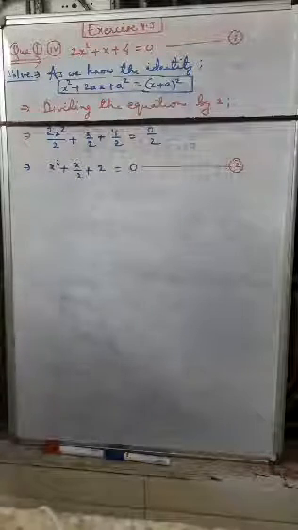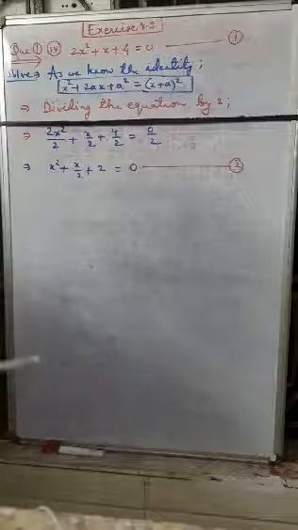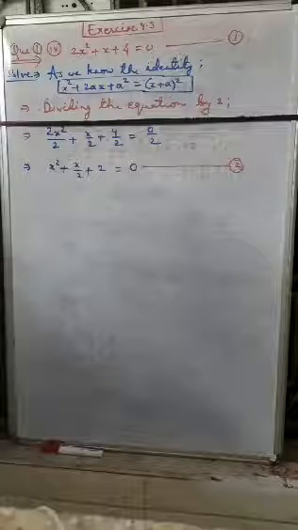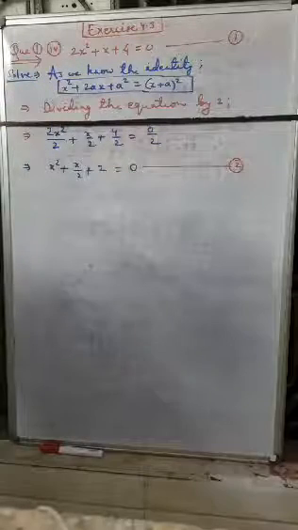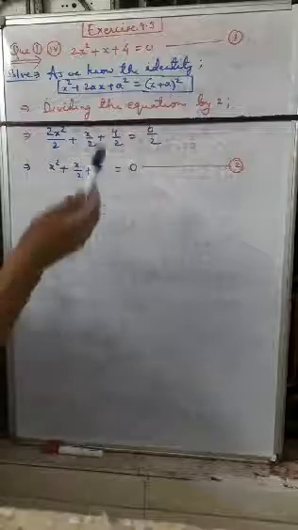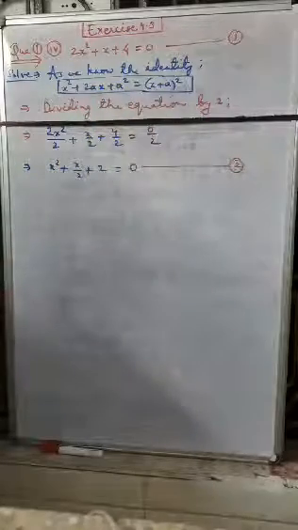Students, today we will learn how to use the method of completing the square. In question number 1, option 4: 2x² + x + 4 = 0. Suppose it is equation 1. We know the formula: x² + 2ax + a² = (x + a)².